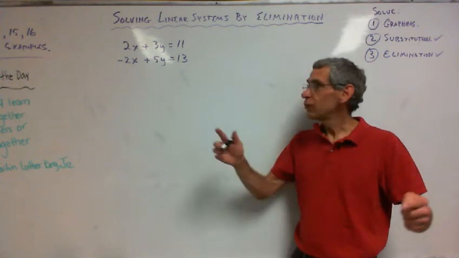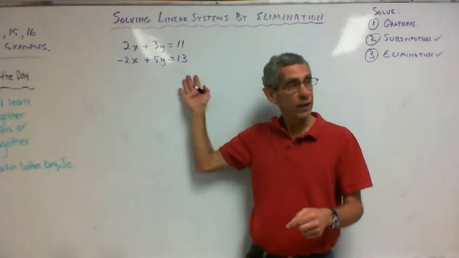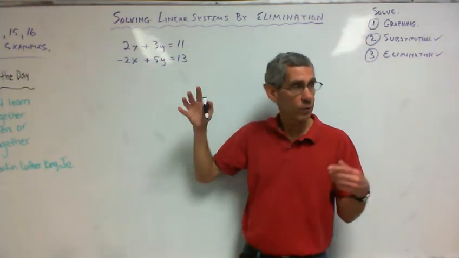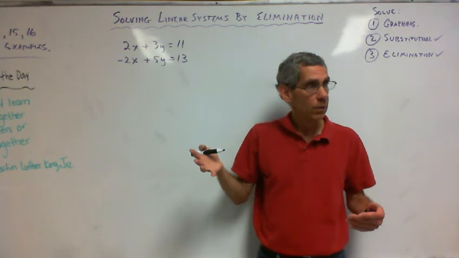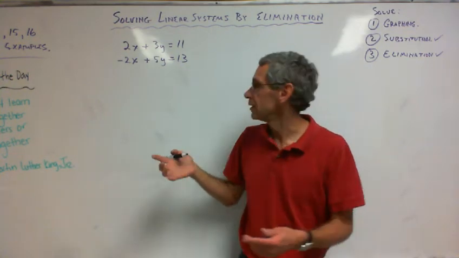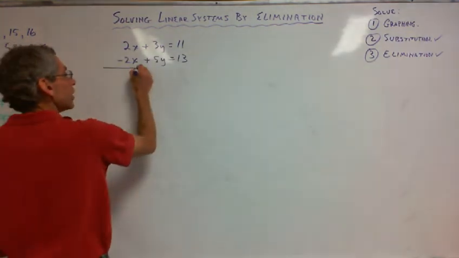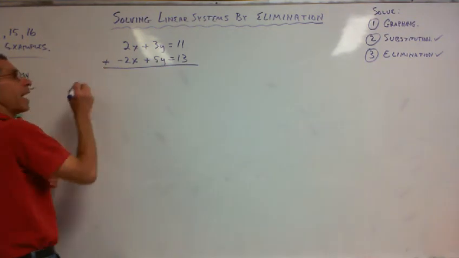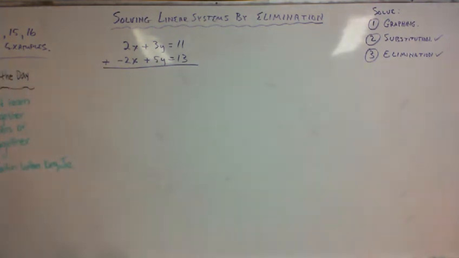Wait, so if we do that, then we'd have to add the whole equation to the other equation, right? Because we have to do the same thing to everything, right? Let's try that. Let's just draw a line and put a plus sign right here. We're going to add these two equations together.